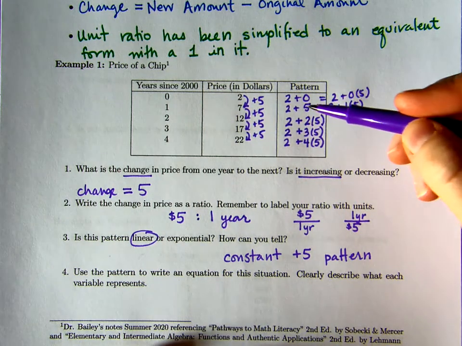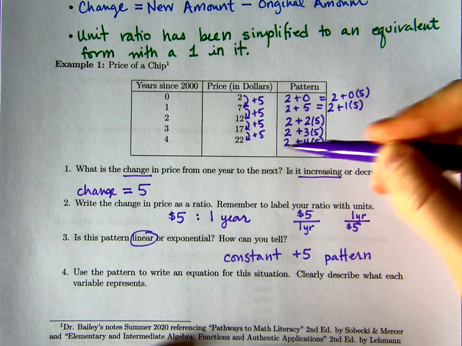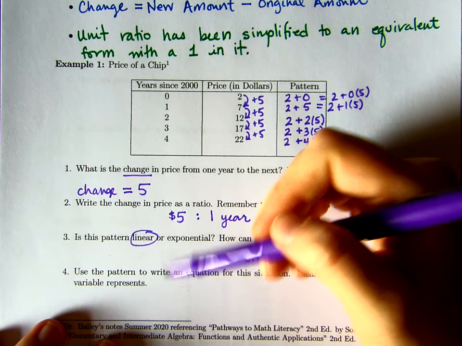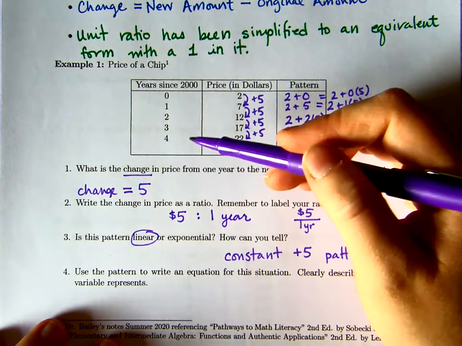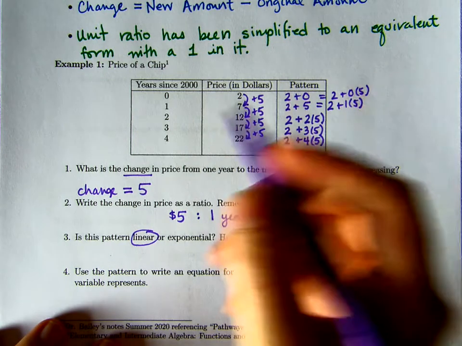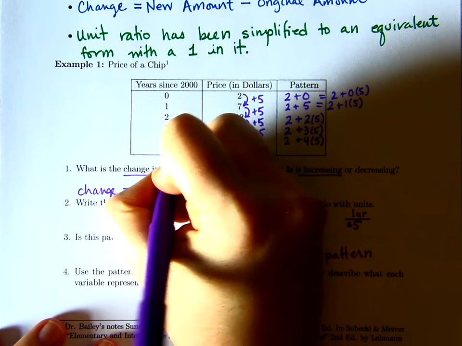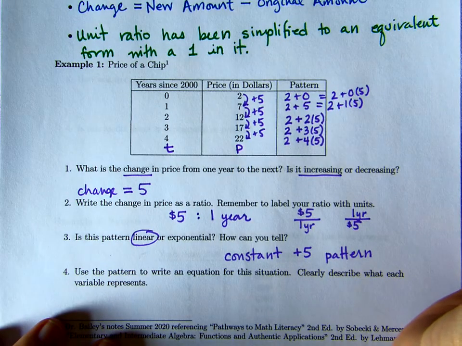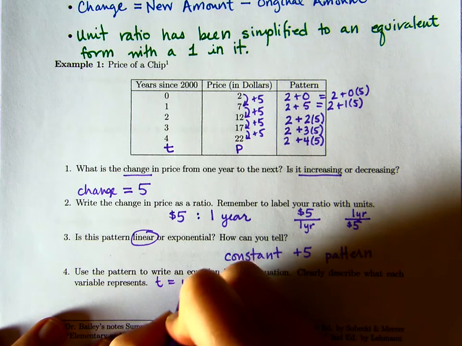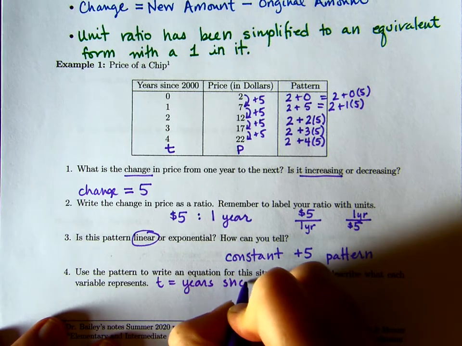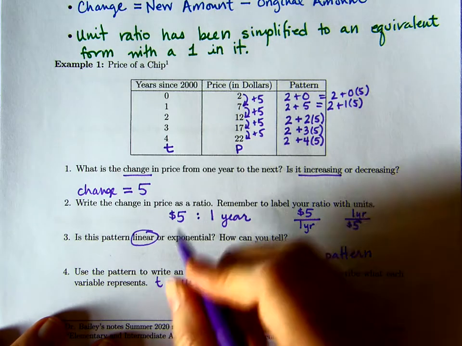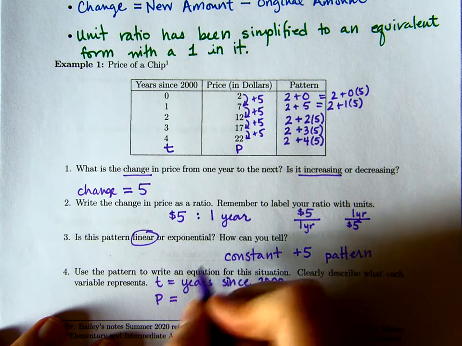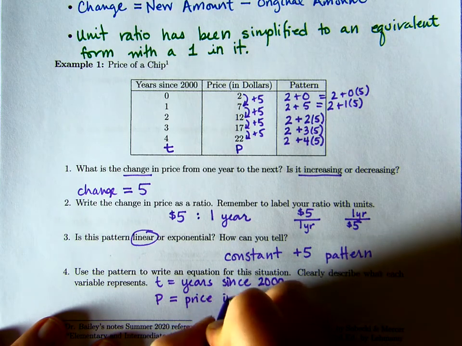Okay, so it looks like these numbers 0, 1, 2, 3, 4 match the year since 2000. Clearly describe what each variable represents. So I don't know, let's call T for years, T for time. I'm going to go with T for time here, and I'm going to go capital P for price. So my T equals years since 2000, and my capital P equals the price in dollars.